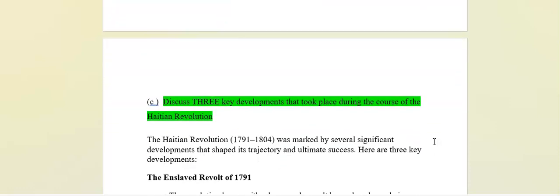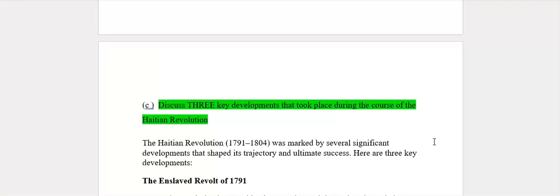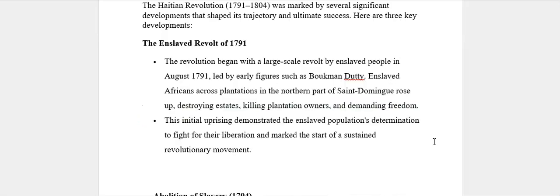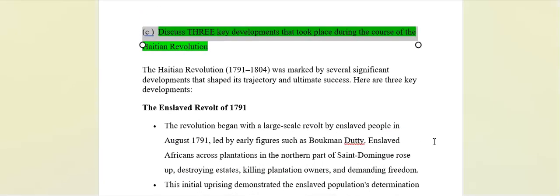All right, so let's go down to question C. Question C says, and we are going down nicely, guys, discuss 3 key developments that took place during the course of the Haitian Revolution. Now, the Haitian Revolution took place from 1791 to 1804, and this was marked by several significant developments that helped to shape the trajectory and the ultimate success of this revolution.